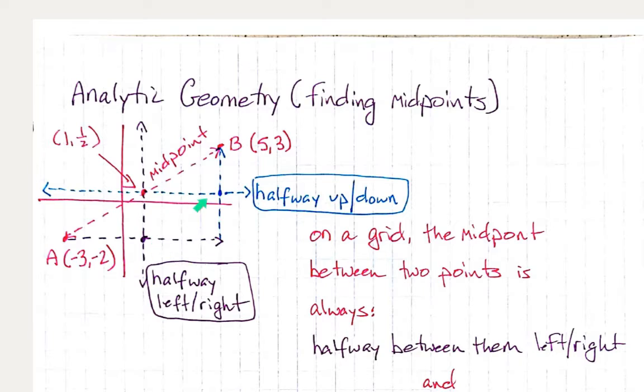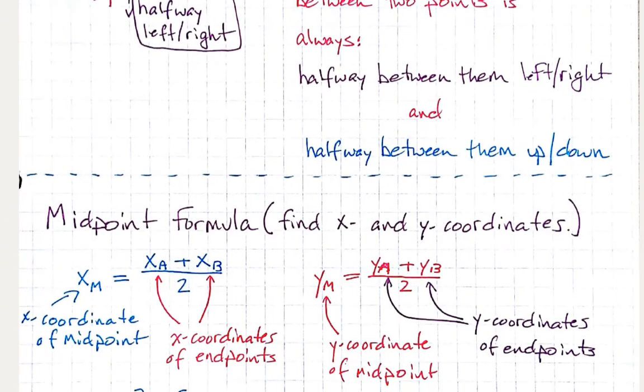Now, you might not always have a grid in front of you, and your numbers might not always be nice whole numbers. Sometimes you might have fractions or decimals or weird irrational numbers, all sorts of strange stuff, and you have to find that midpoint. You can't just count spaces, how far over, how far up, and cut it in half. So it's nice to have a formula, and we're going to take a look at that formula next.